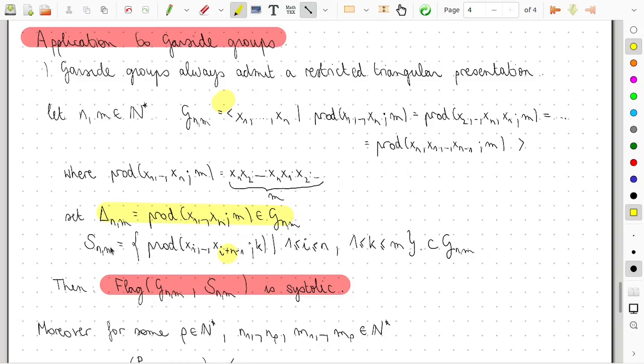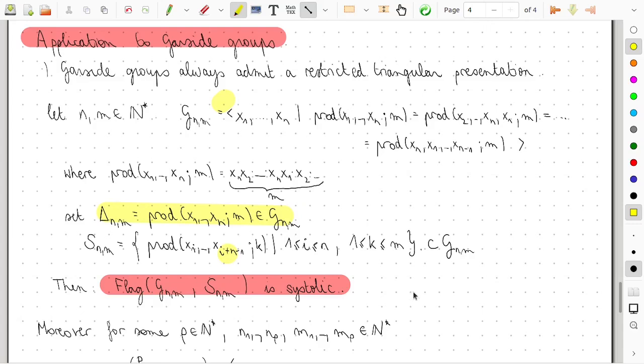If we consider S_{n,m} as a generating set for the group, the presentation of G will be a restricted triangular presentation. Moreover, this generating set S_{n,m} satisfies the condition of our theorem. So the flat complex of the Cayley graph with respect to this generating set is systolic.